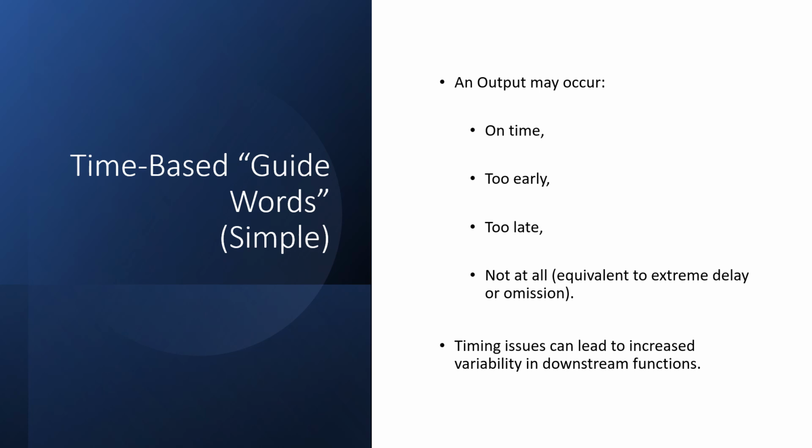To stimulate our understanding of variability, it's acceptable to use HAZOP-like guide words that's going to stimulate your search. For example, an output may occur on time, too early, too late, not at all. That's equivalent to an extreme delay or omission. Timing issues can often lead to increased variability in downstream functions, so they're clearly significant.